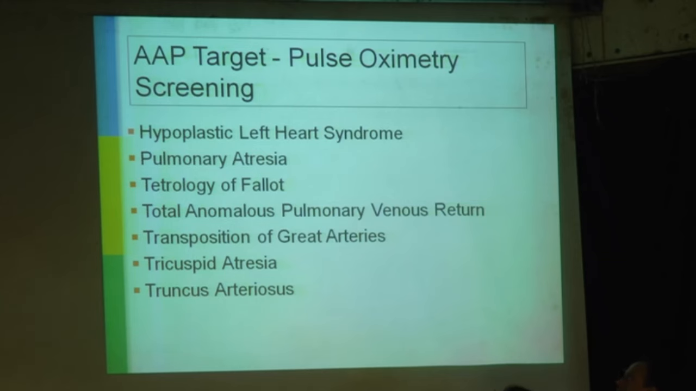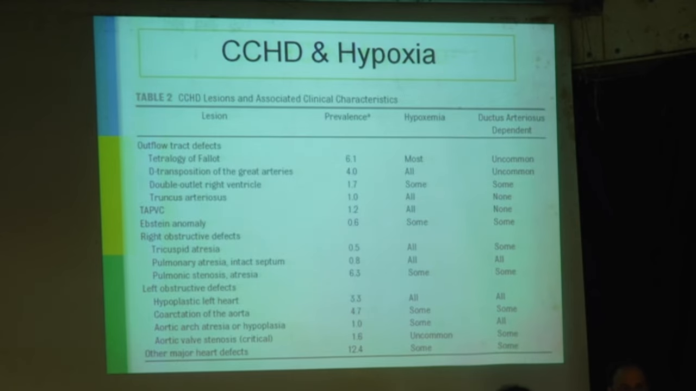So, this is a list of the diseases that we are usually targeting by doing pulse oximetry screening. Hypoplastic left heart, pulmonary atresia, tetralogy of Fallot, TGA, TAPVC, tricuspid atresia, and truncus can be detected by this pulse oximetry screening. Either these babies present with hypoxia or cyanosis or shock.